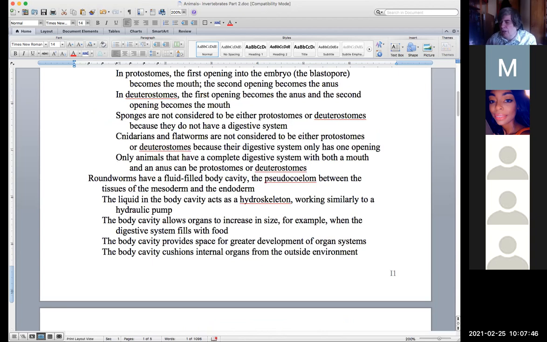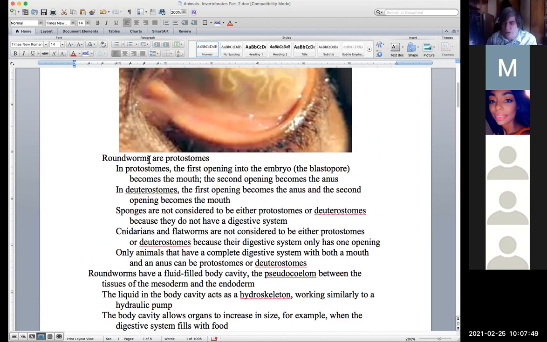So when we look at these organisms, notice that roundworms are an example of a type of organism called protostomes. Proto means first, stome is mouth. And in protostomes, the first opening in the embryo is something called the blastopore. And notice you can tell by the name that this is something that forms into the blastula, that developmental stage. In protostomes, the first opening becomes the mouth, and the second opening becomes the anus. There's another opening that develops later in development. We'll talk about that later.